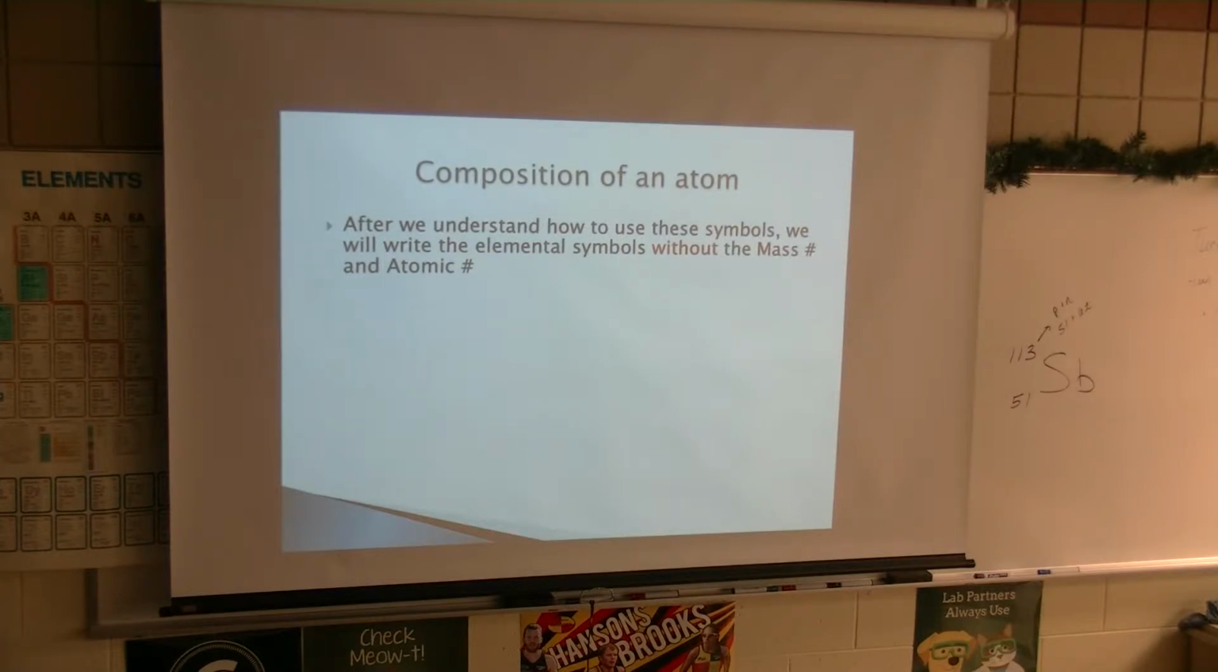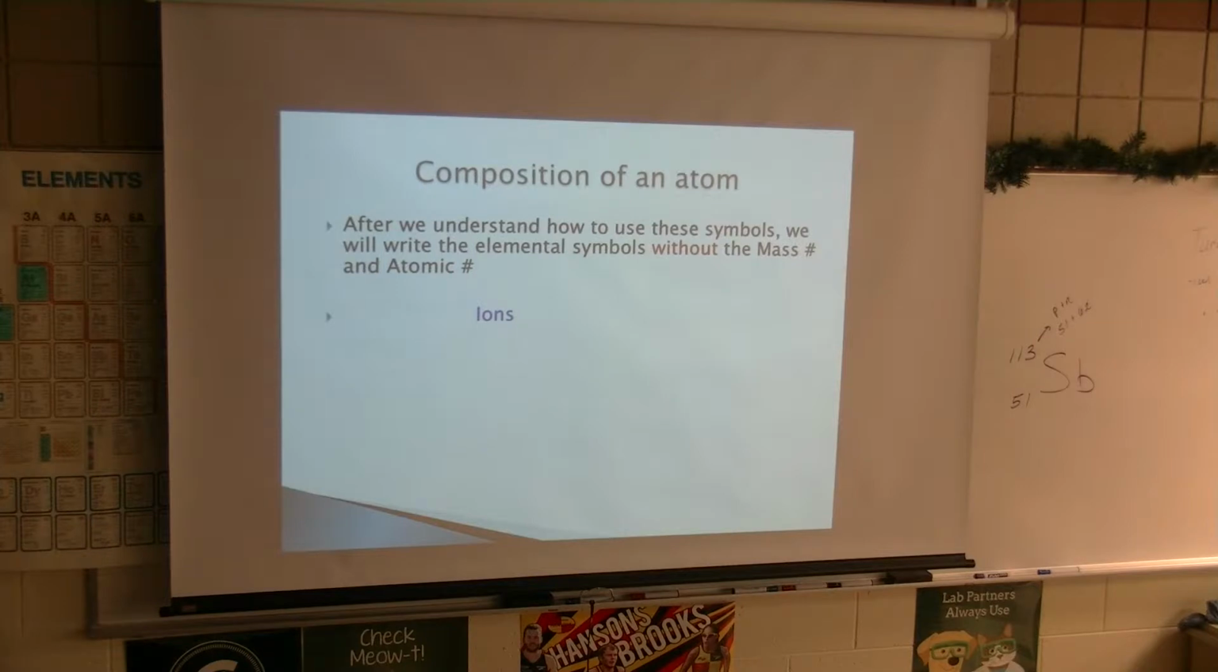Okay, so for this unit, as we go through and talk about symbols and so forth, we want to always give the mass number and the atomic number and any charges of the ions when we have ions. After this unit, we're going to go back to just the actual symbols like Sb or N or Cl. But for now, we're still learning this information, so we want to write it as you see it up there. Okay, so today we want to look at ions.